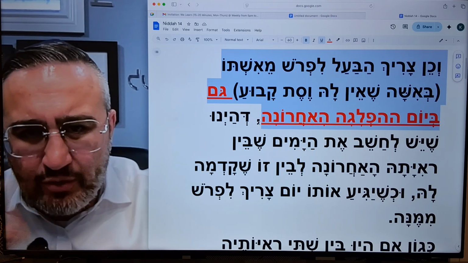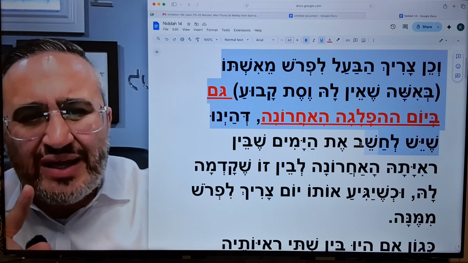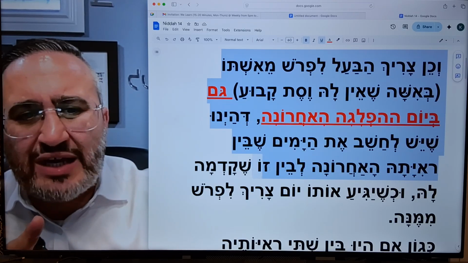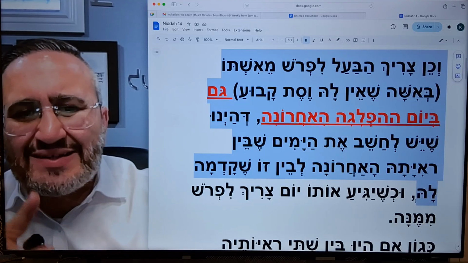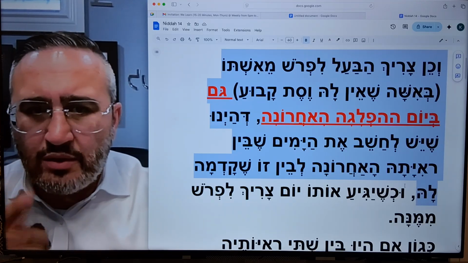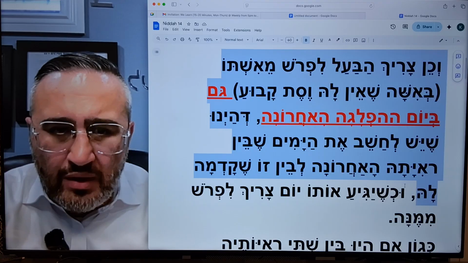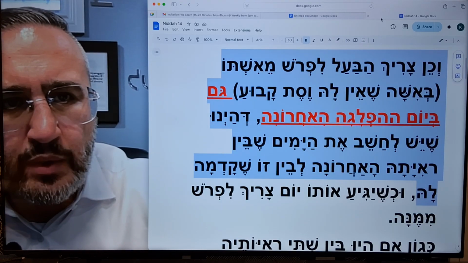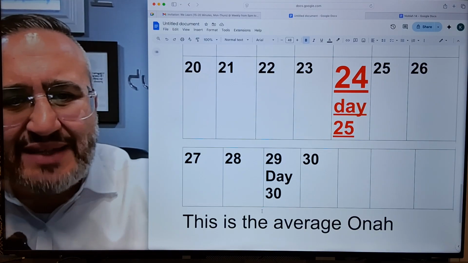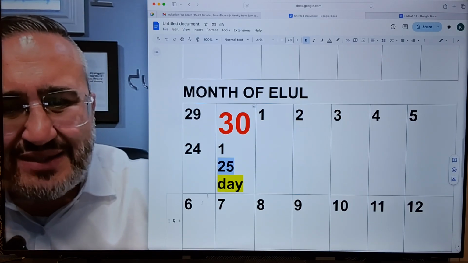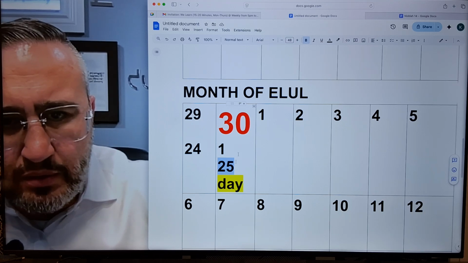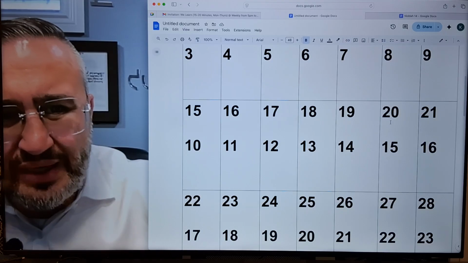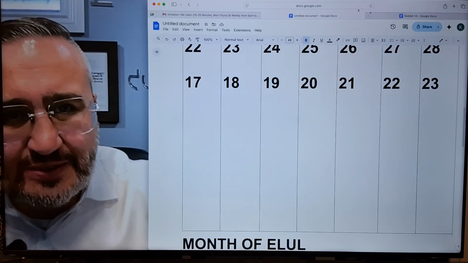Meaning, what does that mean? Which means, שיש לחשב את הימים שבין ראייתה האחרונה לבין זו שקדמה לה. You have to consider, you have to count, you have to enumerate her last seeing with the previous seeing. Like this. Her last seeing is going to be over here. We spoke about it, right? Her last seeing was right over here, to the previous one, which is over here, number 6. When we calculate it, we get 25 days.